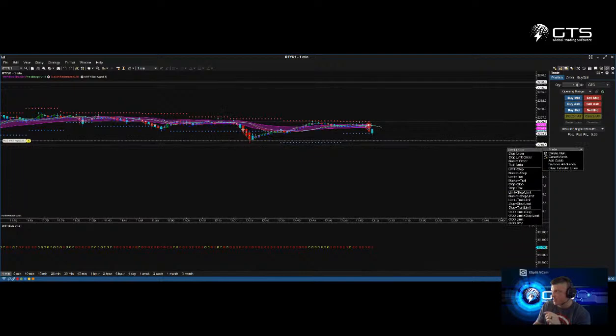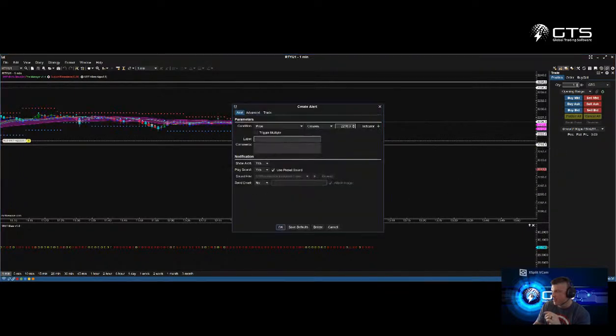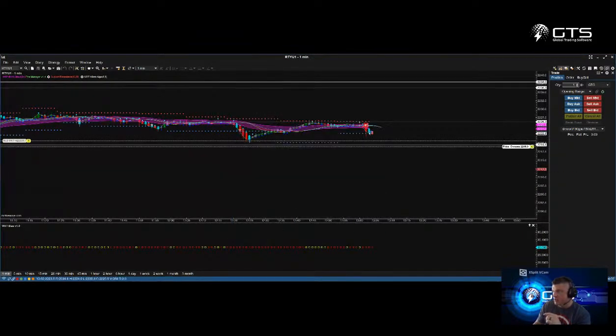So we're going to go ahead and set us an alert right here, because we definitely don't want to short into some support, right? So we want to make sure that that is broken and we get a close below that, right? And this is on the 1 minute also. So y'all just be mindful of that right there.